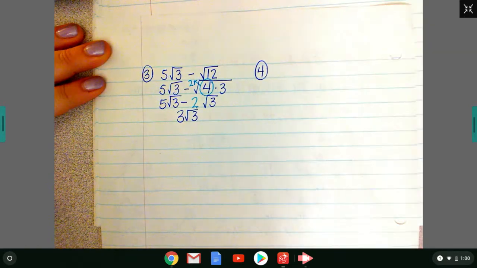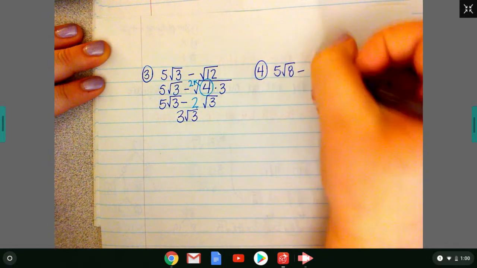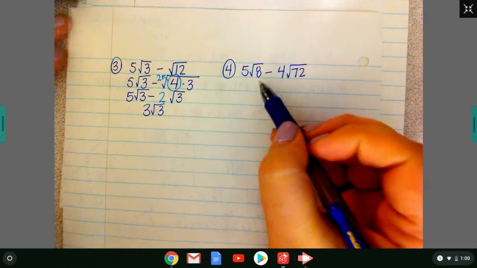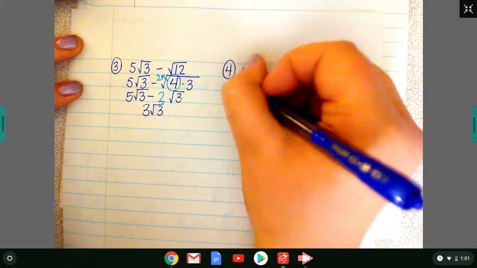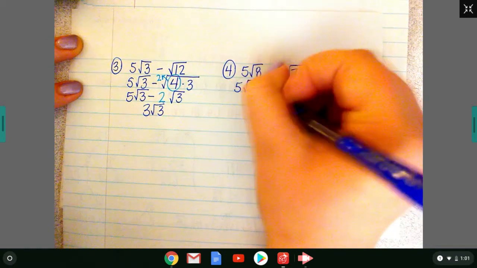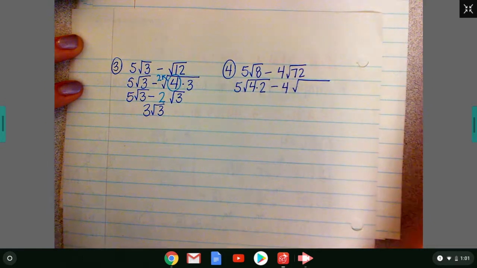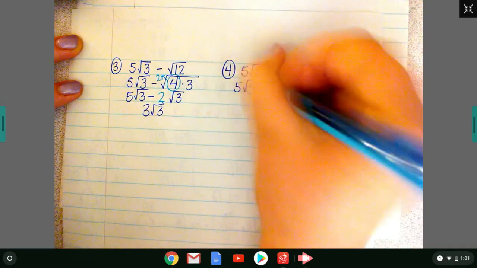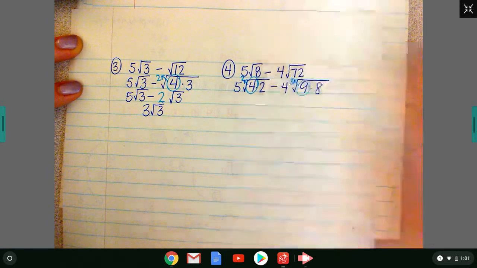Let's do another like that. Maybe we have 5 root 8 minus 4 root 72. So on this one, we'll have to simplify both of them actually. So you always want to check if there's any perfect squares that fit. And this one, 4 goes into it. So this is 5 root 4 times 2. And 72, 9 goes into. That's 9 times 8. So on the 4, a 2 will come out. On the 9, a 3 will come out.